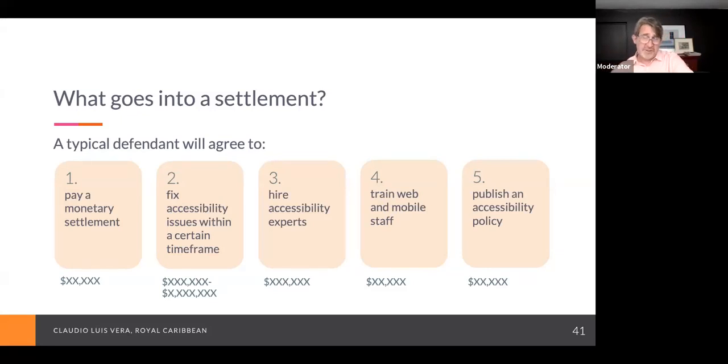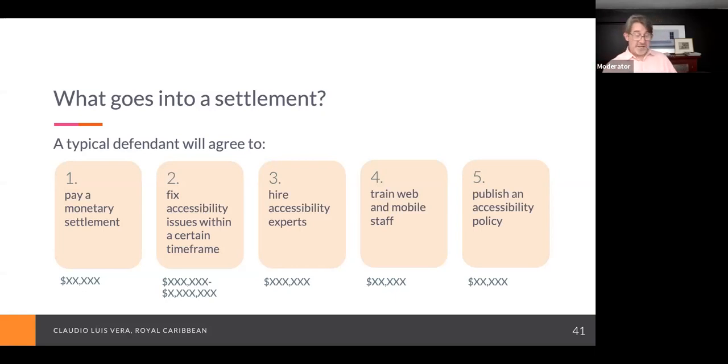Then you have your own internal costs of having your own legal counsel working on the case, hiring outside legal counsel. So once you get into all of this, you've probably got about $350,000 in to defend yourself and get to that settlement if you're a large defendant. So you promise to pay the monetary settlement. You promise that you're going to fix your accessibility issues within a certain time frame. Usually it's 6 months, or it could be 1 year. If you're a really large company, you may be able to buy 2 years to fix your accessibility issues and hit a certain standard.